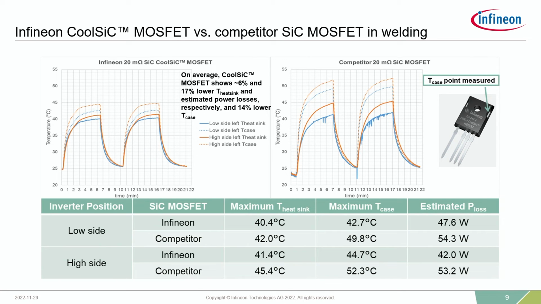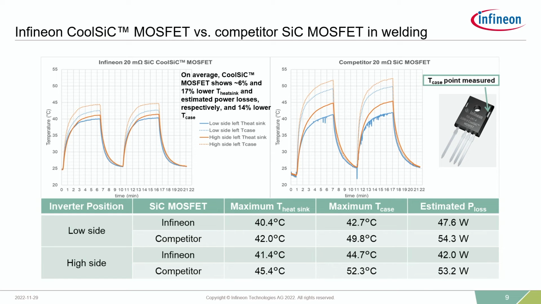As shown here, the chart shows the thermal performance during a 60% duty cycle. That means 6 minutes turn on and 4 minutes off operation. Following the full bridge topology inverter arrangement, the continuous line shows the temperature of the low side heatsink in blue and the high side heatsink in orange. The dotted line shows the case temperature of a high side and low side MOSFET. Here it is clearly observed that Infineon's 20 milliohm CoolSiC MOSFET performs with significantly lower heatsink and case temperature, including lower power losses, compared to the 20 milliohm silicon carbide MOSFET of the competitor.